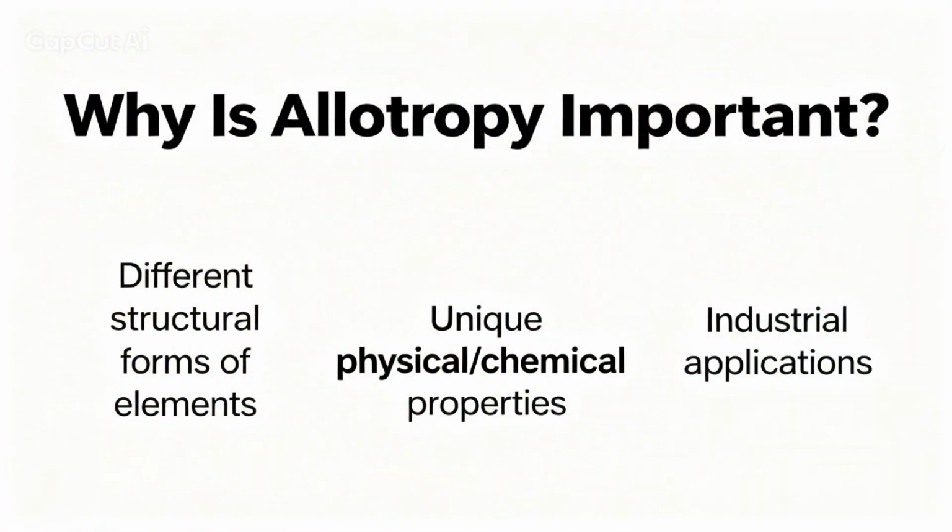Why is allotropy important? Alright, let's get real for a second. Why should you even care about this topic? Here's why. Different allotropes equals different uses. Diamond used in cutting tools, jewelry. Graphite used in pencils, lubricants. Ozone is atmospheric protection. Fullerenes used in nanotech, medicine. So this isn't just theory, it's practical stuff.